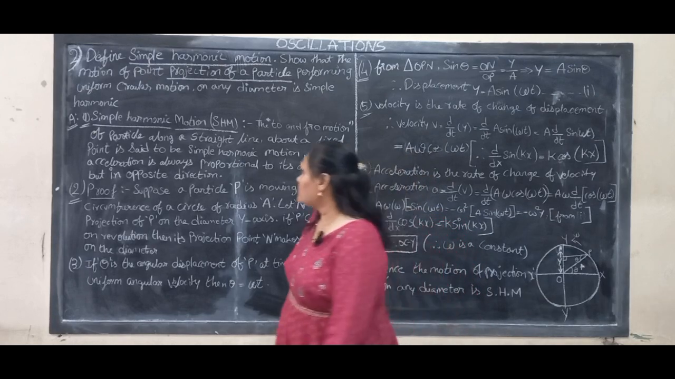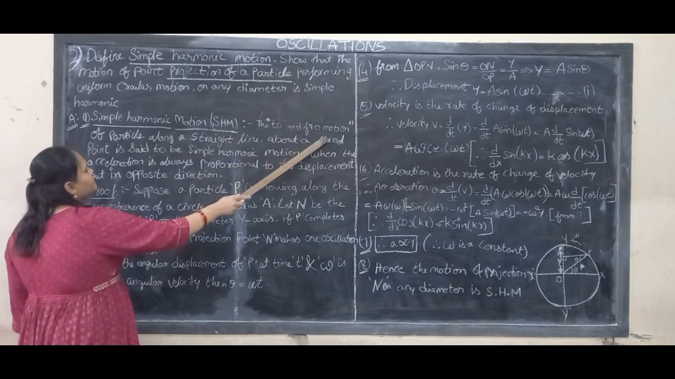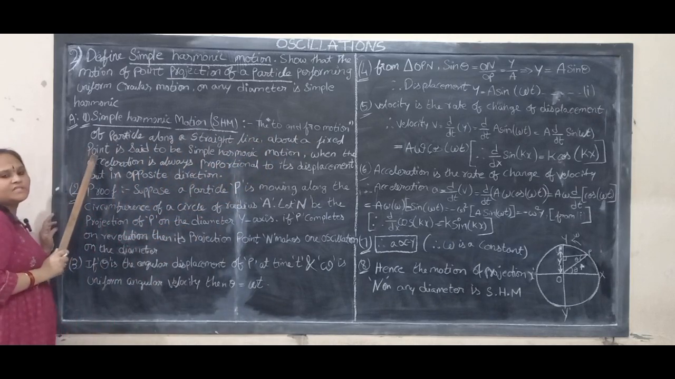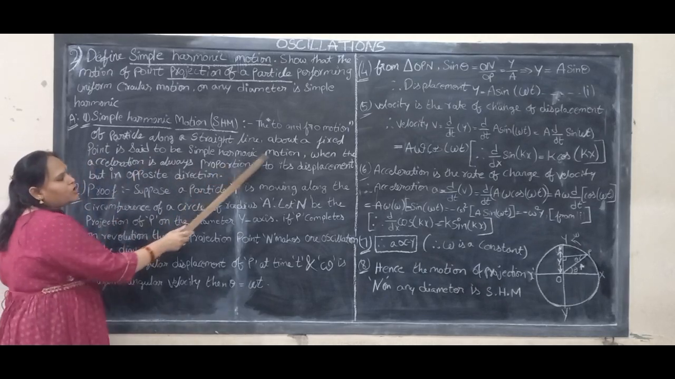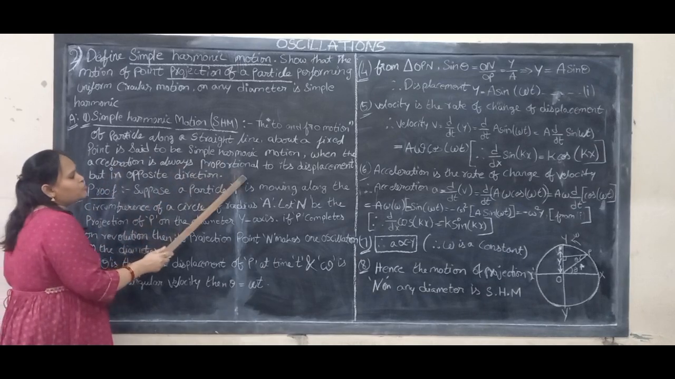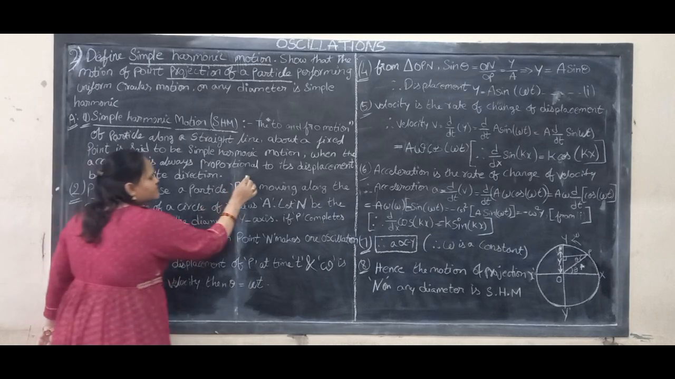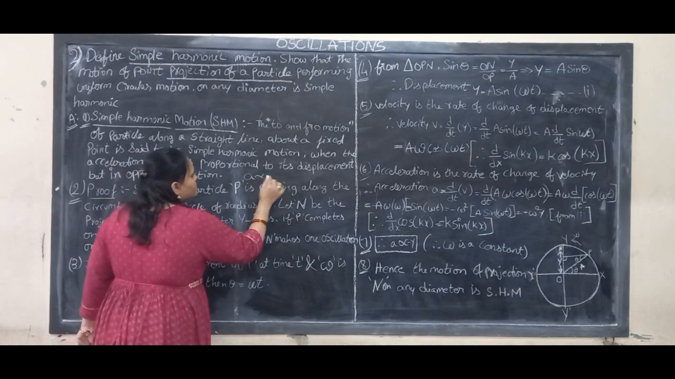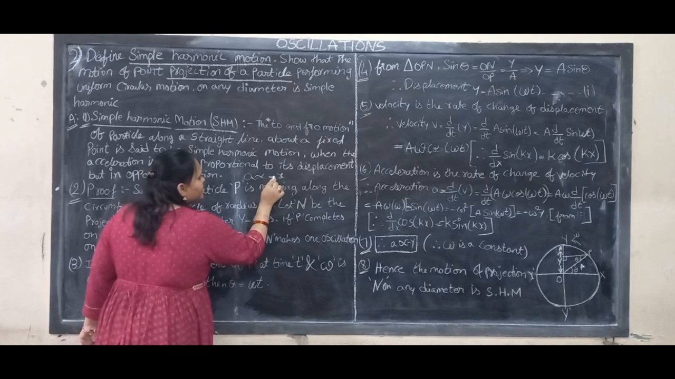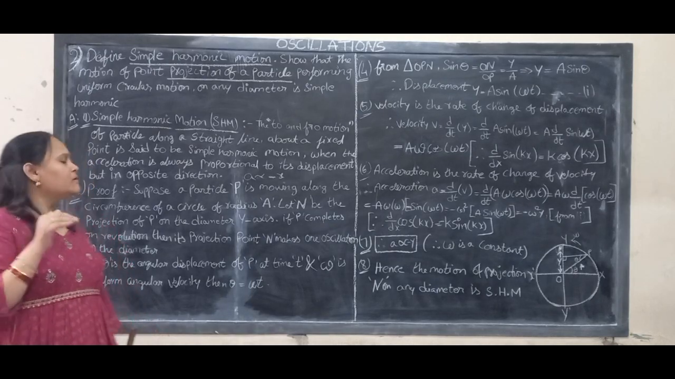First, simple harmonic motion. The to and fro motion of a particle along a straight line about a fixed point is said to be simple harmonic motion when the acceleration is always proportional to its displacement but in opposite direction. This means the acceleration is proportional to minus x. That's why we can place a negative sign. This is simple harmonic motion.